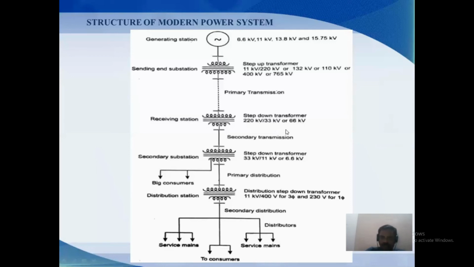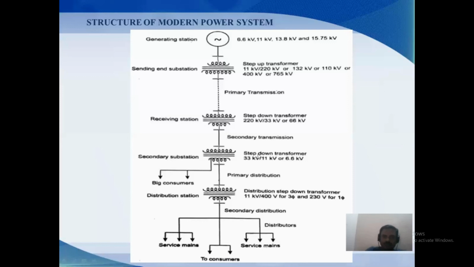This is also a lengthy corridor of lines. These secondary transmission lines connect the receiving end substation and the secondary substations. The secondary substations also have a step down transformer. Here in the secondary substation, the voltage levels are again stepped down to 33 kilovolt or 11 kilovolt or 6.6 kilovolt. From the secondary substations, the power is given to large consumers directly. For example, it is directly given to large industries.